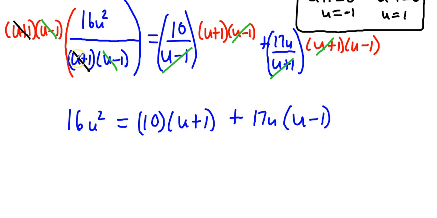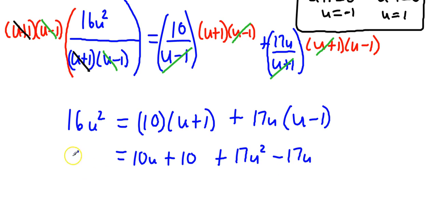Okay, left-hand side, everything cancels, left us with a 16u squared, so there's nothing to worry about for that side. The right-hand side, though, you do have 10 times this, so 10 times u is 10u, and 10 times 1 is 10. You've got 17u times u, which would be 17u squared, and then 17u times negative 1 will make it a negative 17u.